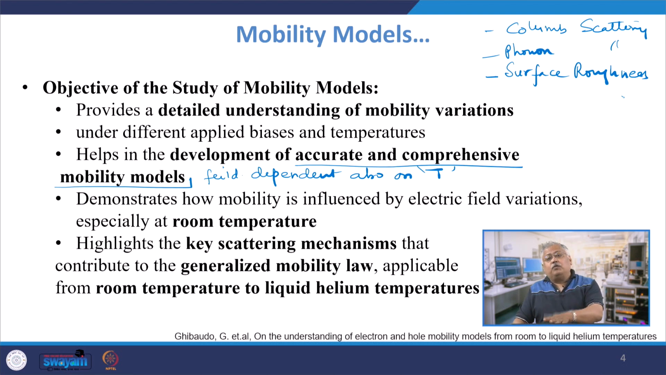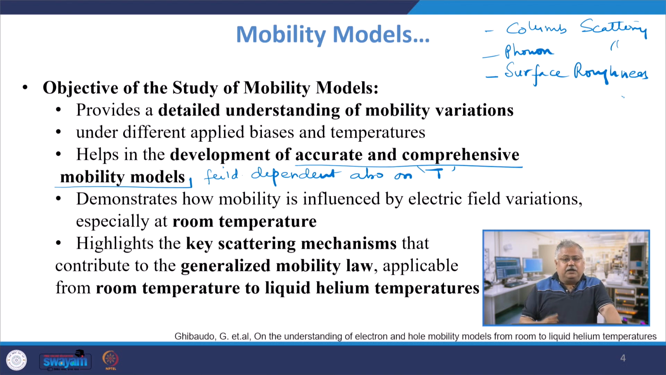This is primarily to do with thermal. The last one is surface roughness. So your silicon dioxide interface, if it is not good, there are a large number of roughnesses there. When I say roughness, it is basically material roughness, and at molecular level there are roughnesses for the charged particle. There also there will be scattering.